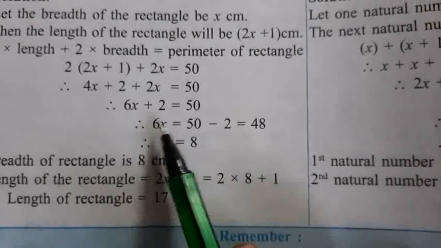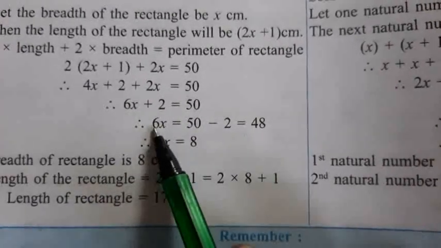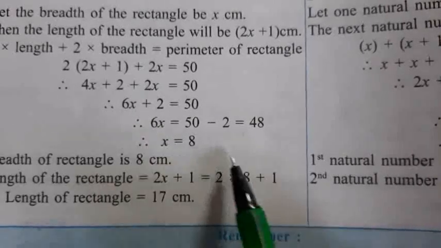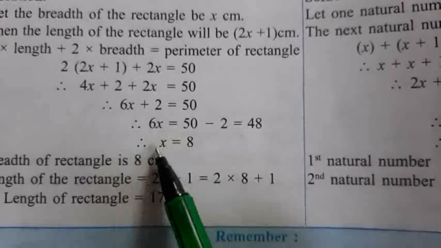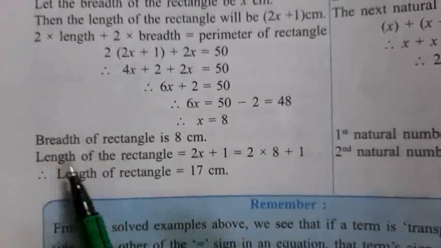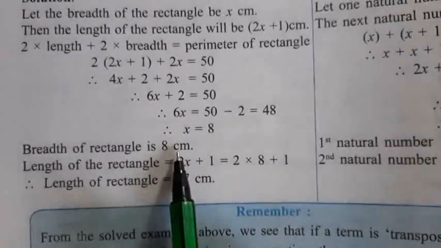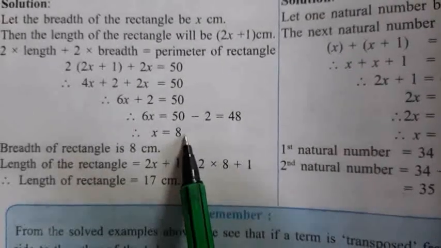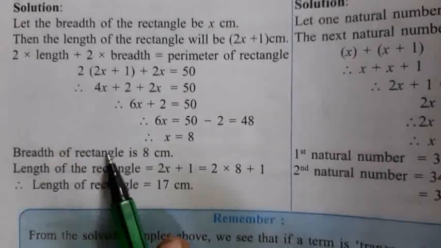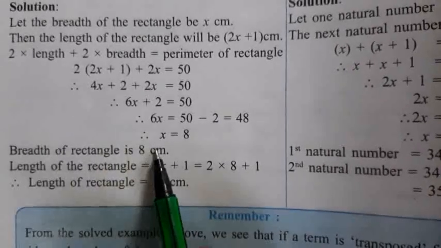Now 6x is equal to 48. So 6 is multiplication, that will go in division. 48 divided by 6, x is equal to 8. As breadth of rectangle we got 8 centimeter. As we got x equal to 8, we have assumed breadth as x. So breadth will be 8 centimeter.